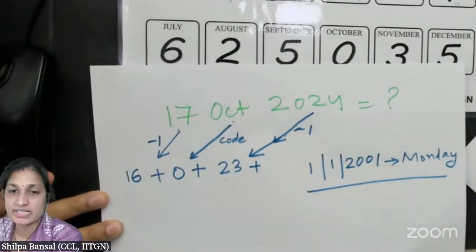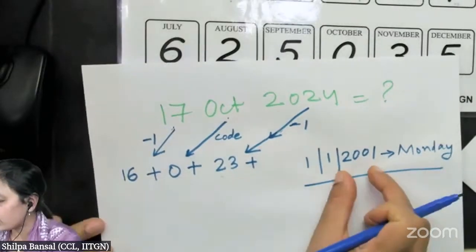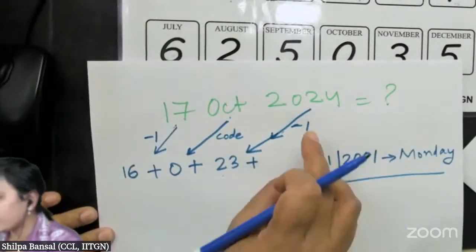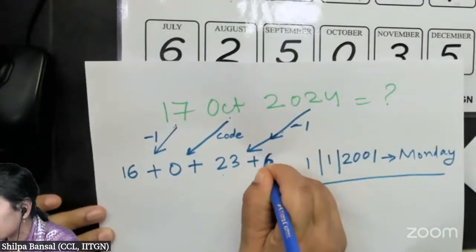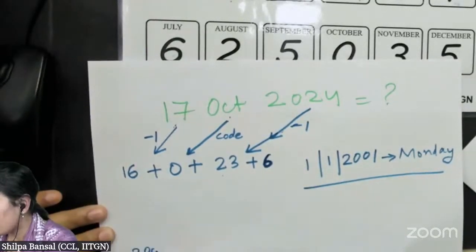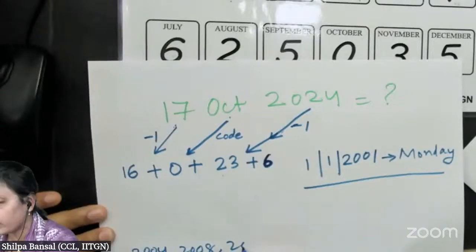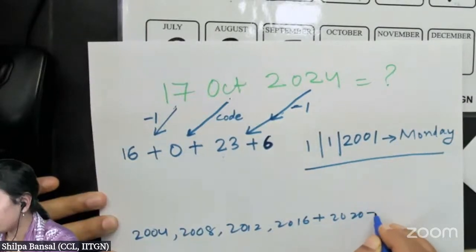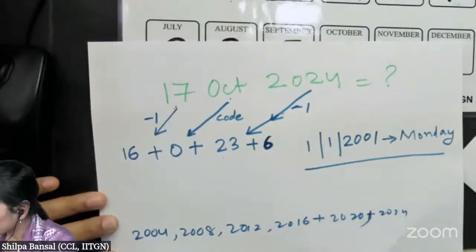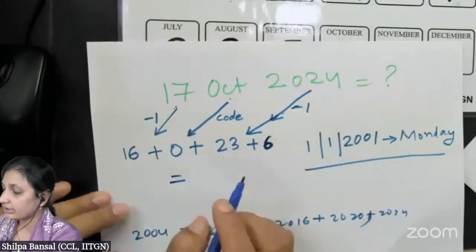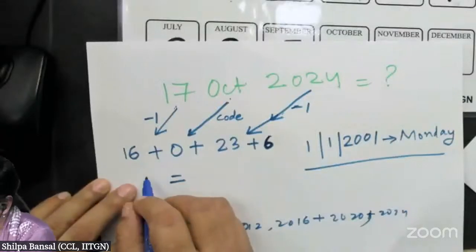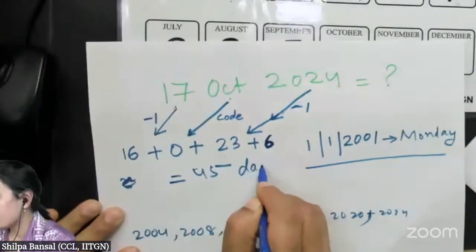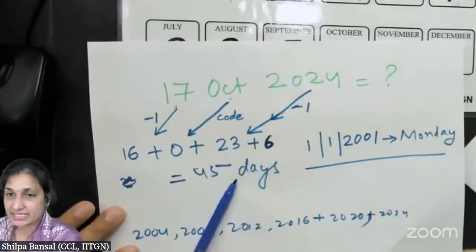23 divided by 4, because I want to calculate the leap years between 2001 and 2024. In between 2001 and 2024, there are 6 leap years. How many leap years? 2004, 2008, 2012, 2016, then 2020 and 2024. 3, 4, 5, 6. So 6. So the total comes out to be 32, 22 and 23, 45. That is, we are moving 45 days from this date.